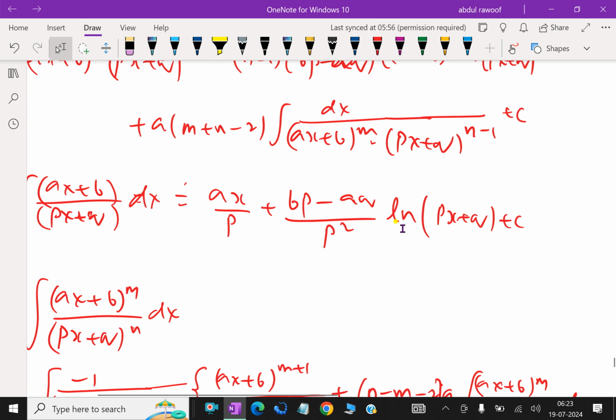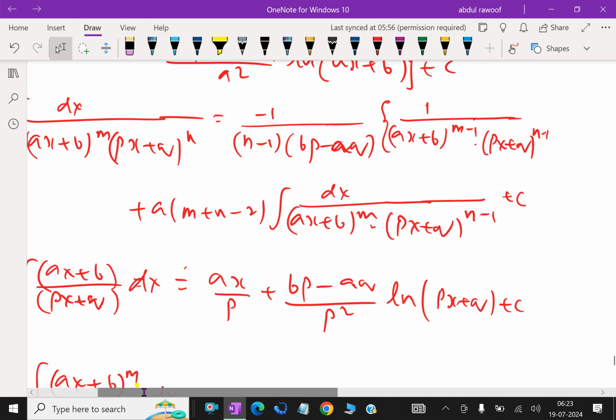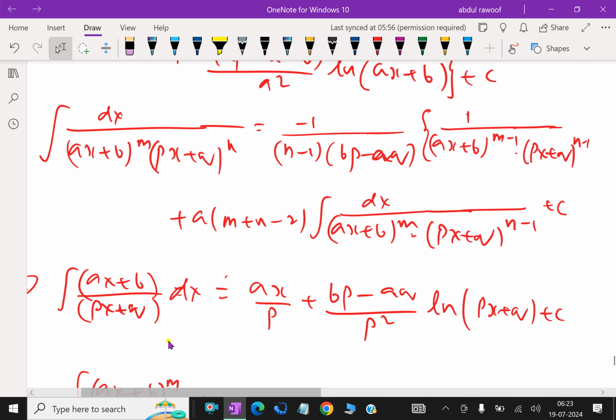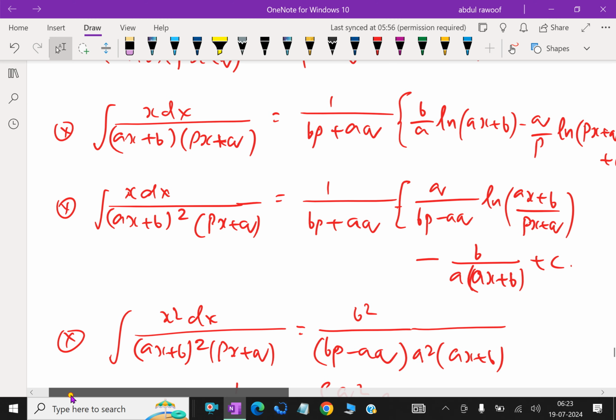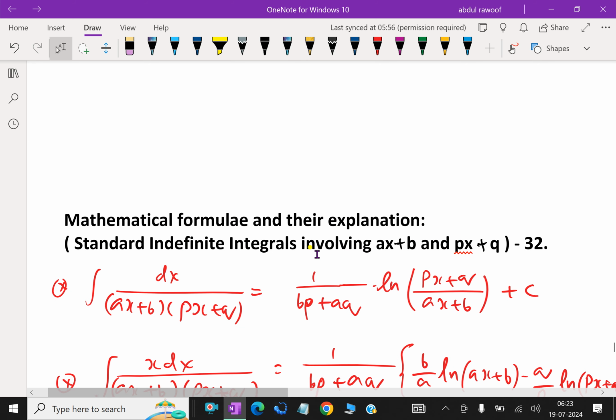So far we discussed integrals of the type involving in the denominator the factors ax plus b and px plus q.